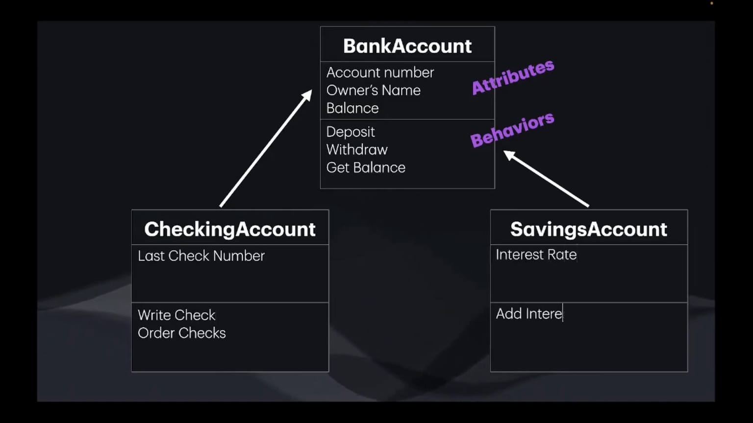Now, a checking account has all the attributes and behaviors of a bank account, plus those things that are specific to a checking account only, like the last check number that was written, the ability to write a check, and the ability to reorder checks. Similarly, a savings account is going to inherit all of those attributes and behaviors that are already in a bank account, and then we can add on the interest rate and then a method to calculate and add interest into the balance.